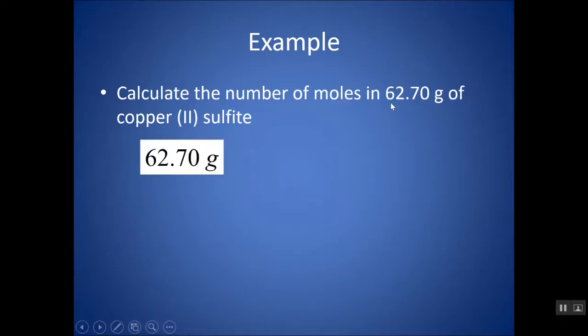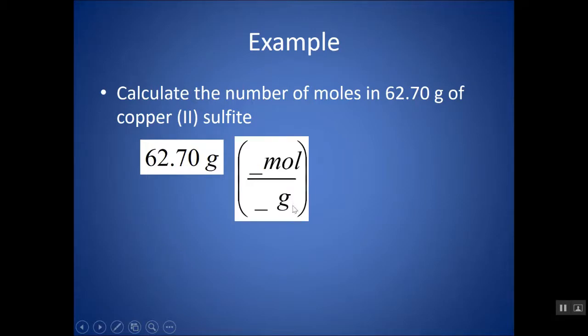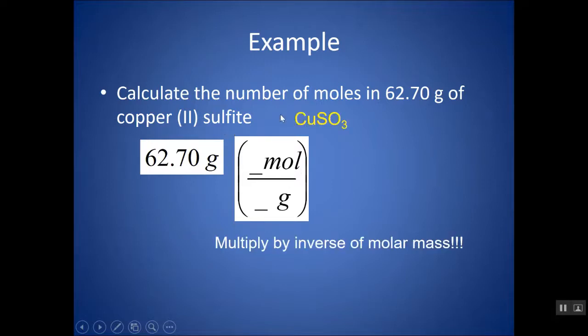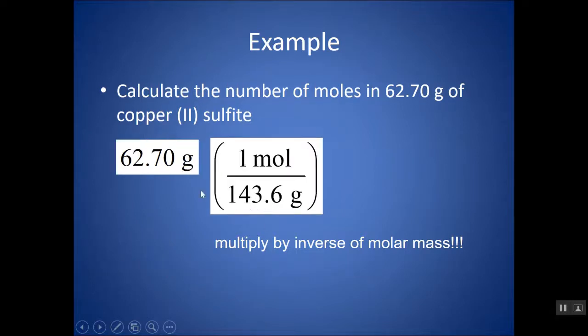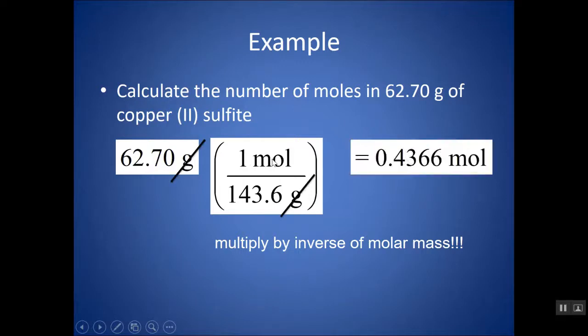In this example, I'm starting with 62.70 grams, and I want my conversion factor to have grams on the bottom so that they cancel, and moles on top. Now when I do my molar mass, again, make sure you get the correct formula. Copper has a 2+ charge, sulfite has a 2- charge. They cancel out to give me CuSO3, and I can add up all their masses to get the molar mass. I get 143.6, and that's going to go next to the grams on the bottom. Now I'm dividing by it because I want grams to cancel out. 1 mole on top, and I get, keeping 4 sig figs, about 0.4366 moles.